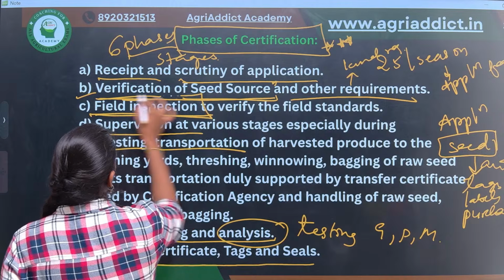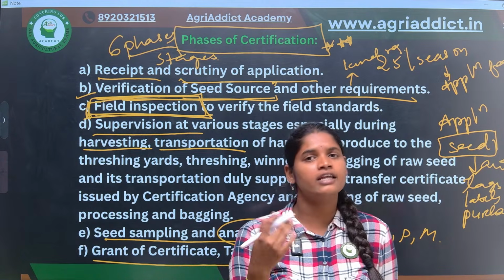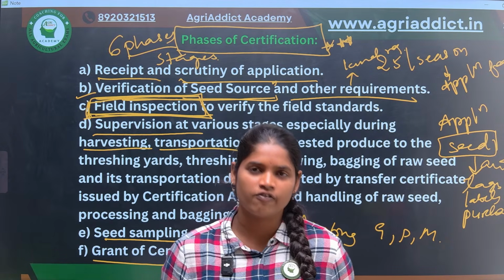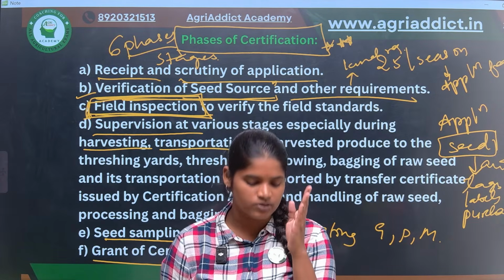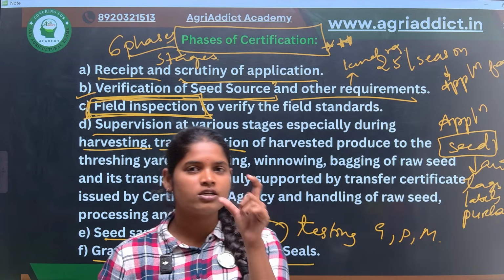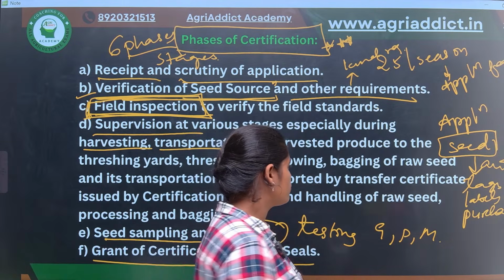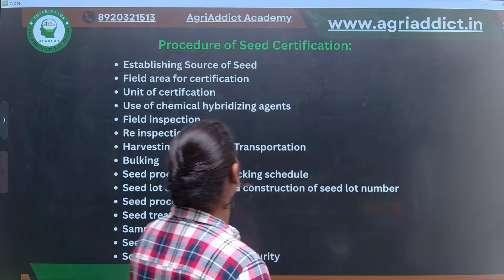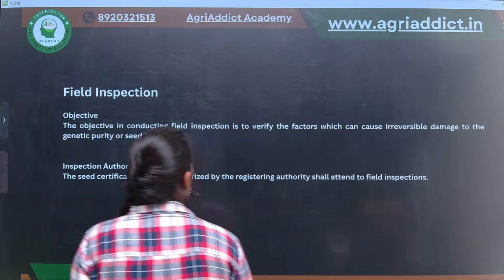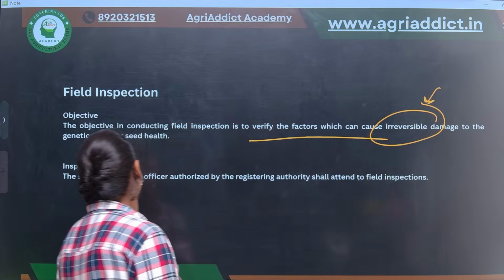Then they will go for the field inspection. What is the objective of field inspection? Just by seeing it, can we know that the field is good, the seed has performed, the crop is meeting all the requirements? No, right? The sole objective of field inspection is to verify those factors which cause irreversible damage to the purity or quality of our plant. We will discuss in detail what exactly field inspection means. As I told, it is to verify those factors which will cause irreversible damage to the genetic purity.